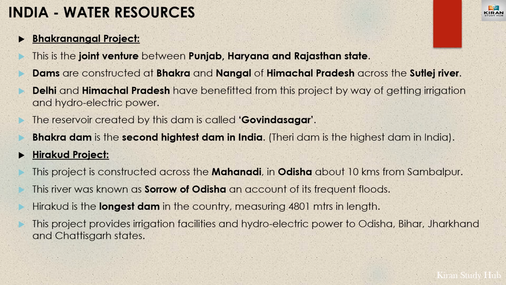The river Mahanadi is known as the Sorrow of Odisha because of its frequent floods causing destruction to life and property in Odisha. In order to overcome these floods and destruction, the Hirakud dam has been constructed across the river Mahanadi. It is the longest dam in the nation, measuring 4,801 meters in length, and the project provides irrigation facilities and hydroelectric power to states such as Odisha, Bihar, Jharkhand and Chhattisgarh. These states are benefiting from the Hirakud project.